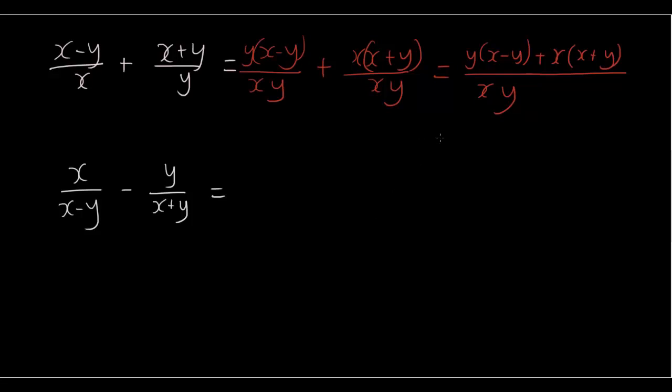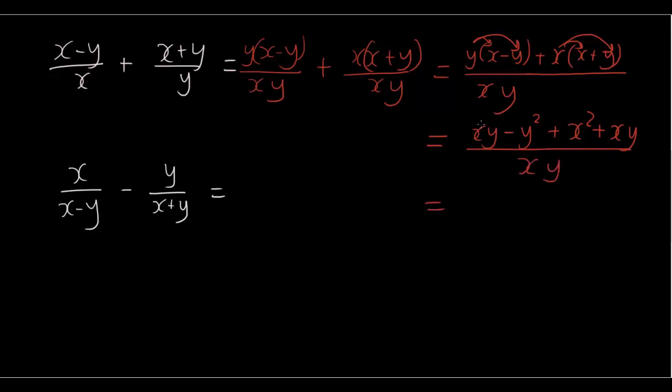And if you want to, or actually your teacher might suggest that you expand the brackets at the end, just so you don't have brackets left over. So you're left with xy − y² + x² + xy over xy. And as you can see, we have xy + xy, so the answer is −y² + x² + 2xy over xy. Yep, so that is the answer.